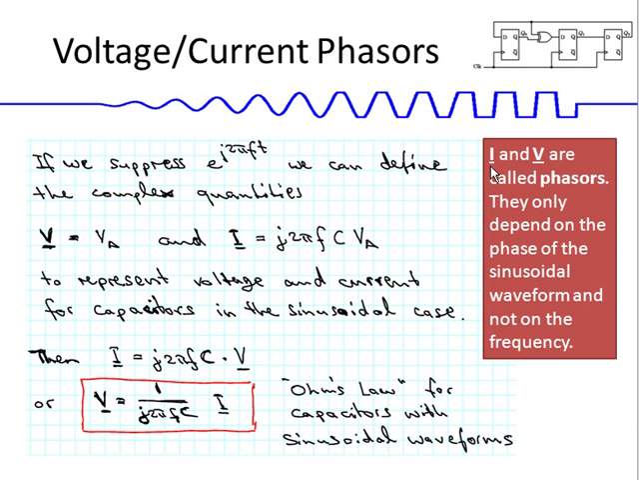Here in the sidebar you see that I and V are called phasors. That's the technical term for those. They only depend on the phase of the sinusoidal waveforms and not on the frequency, and that's of course the reason why they are called phasors.